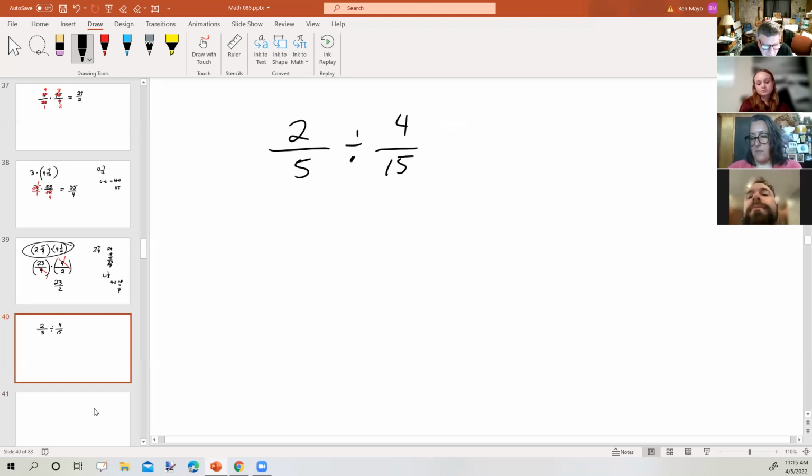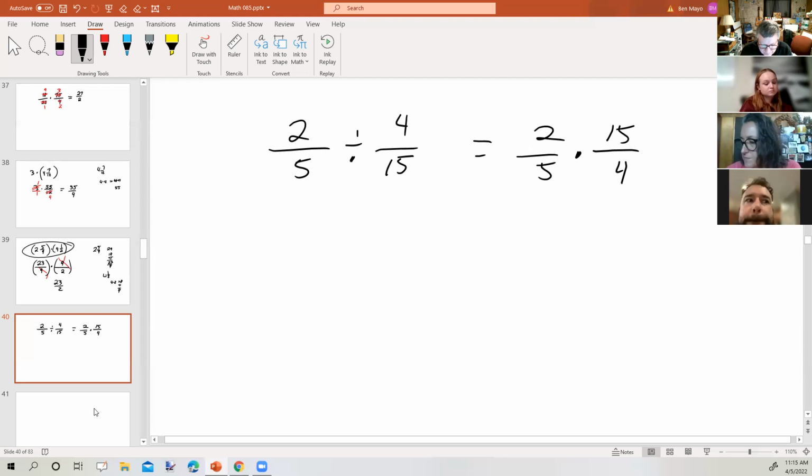Dividing by a fraction is like multiplying by the reciprocal, or as I like to call it, the refliprical, because that's what you do. 4/15 becomes 15/4. So dividing by 4/15 is equivalent to multiplying by 15/4. So the reciprocal, you flip the thing over, numerator and denominator, okay?